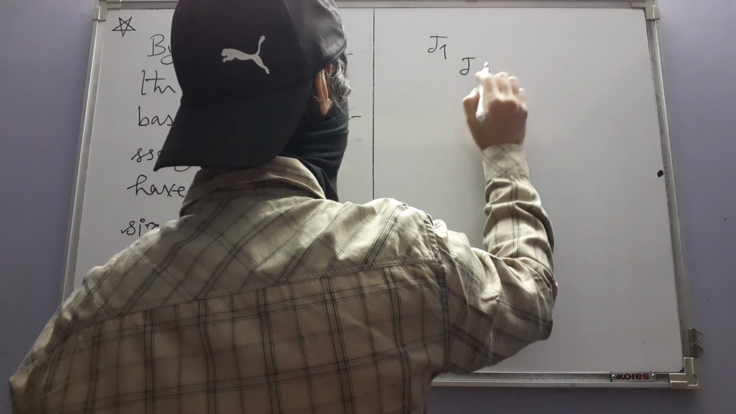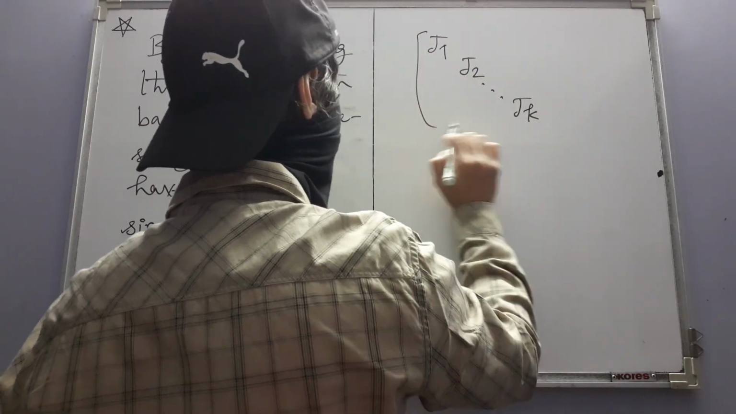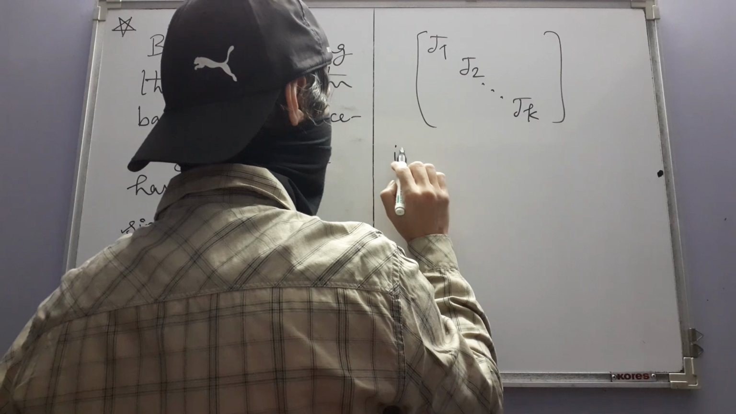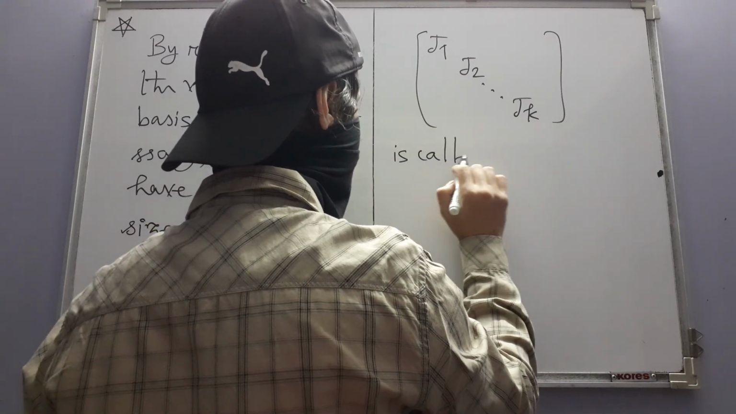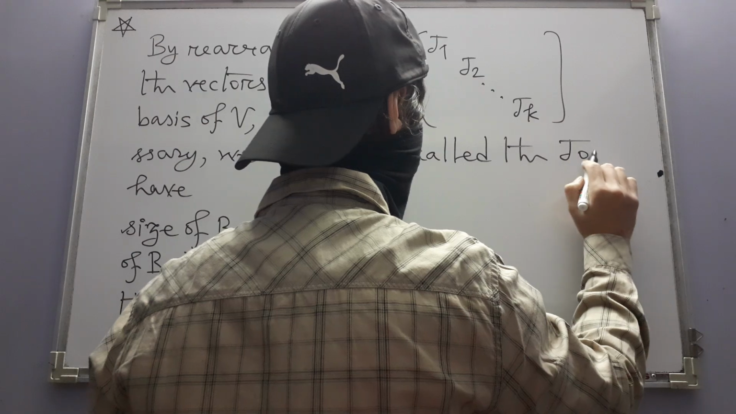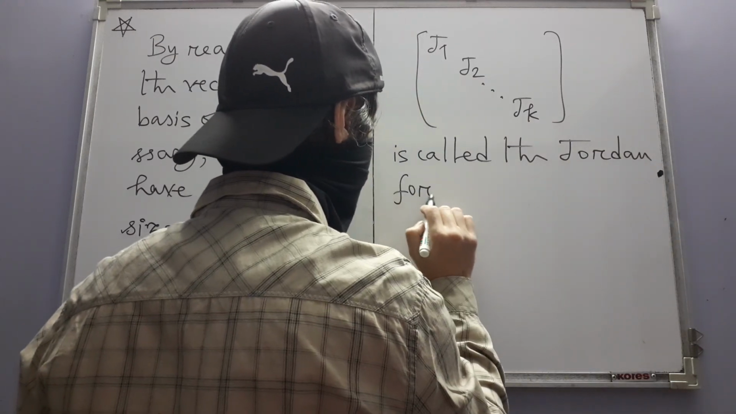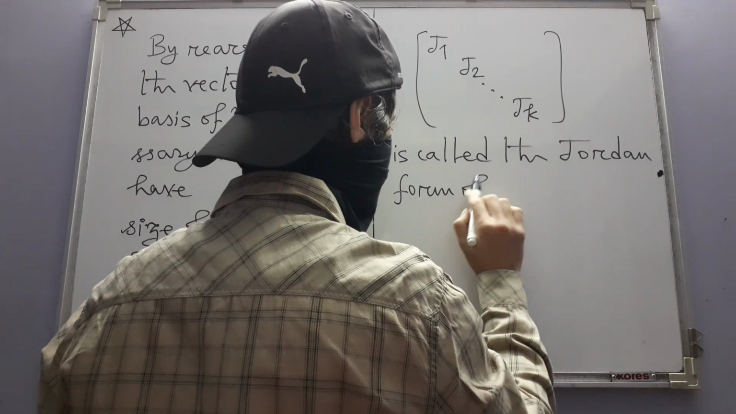This matrix is called the Jordan form of T.